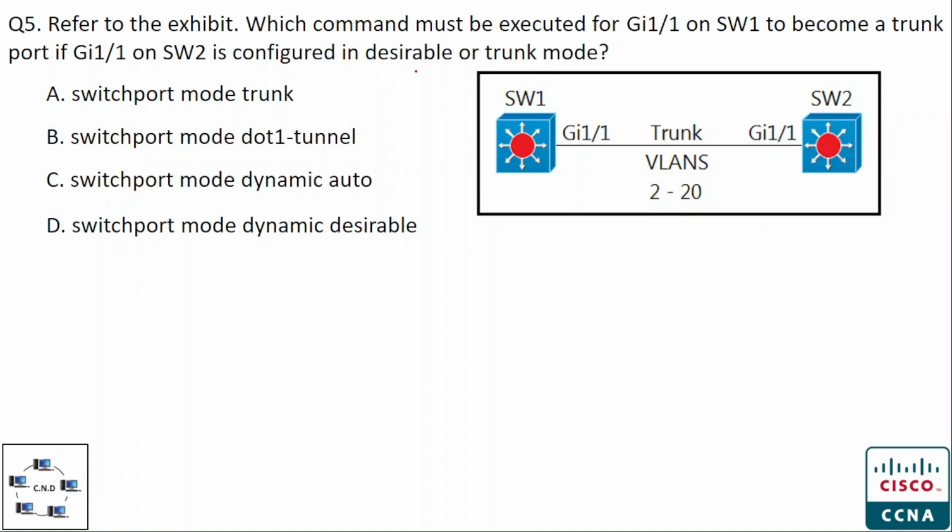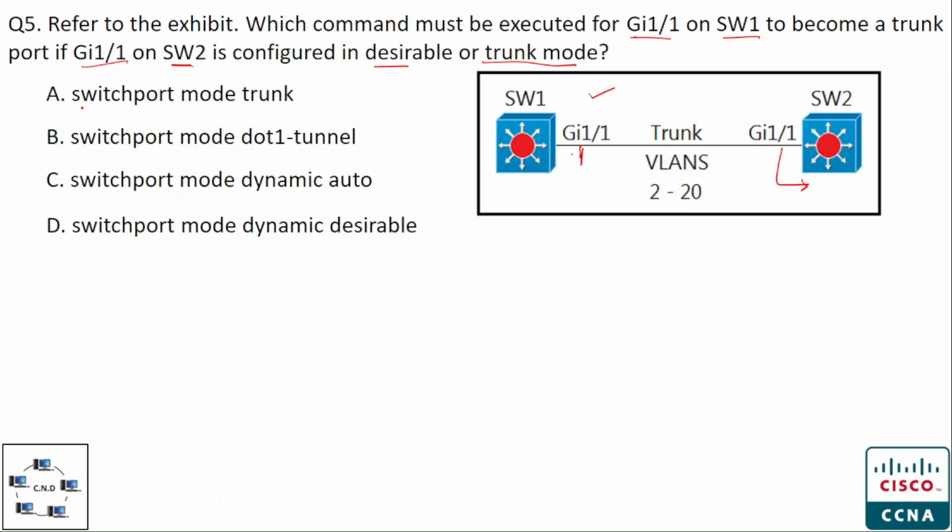Question number 5. Refer to the exhibit. This is the exhibit. Which command must be executed for interface gigabit 1/1 on switch 1 to become a trunk port if gigabit 1/1 on switch 2 is configured in desirable or trunk mode? So the question is that this link is configured as desirable or in trunk mode. So what must be configured on switch 1 for this link so that this link becomes trunk?